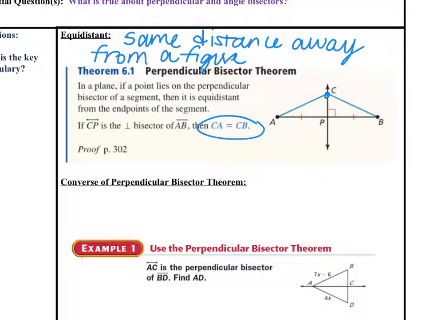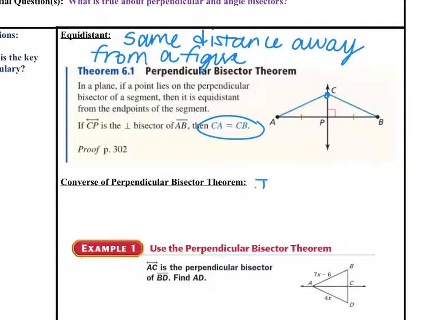So we're taking this statement, we're flipping it around. Oh, you're asking me? Yeah, I'm asking you. So what would the next one start with, the converse? If? I'm talking about this one. Equidistant. Yeah. If it's equidistant, then it's on the perpendicular bisector. So we just start with the second part of it.